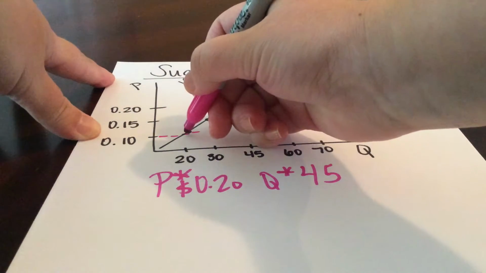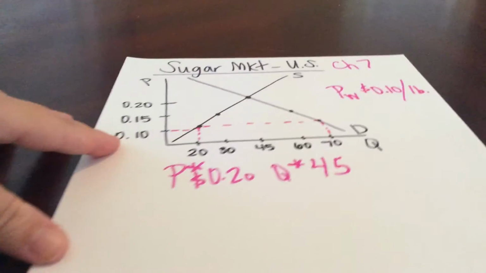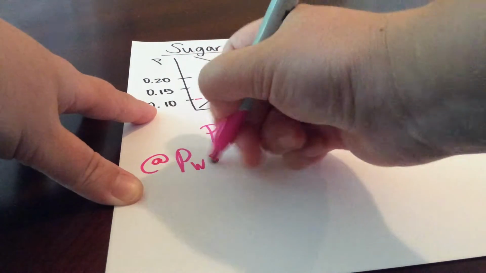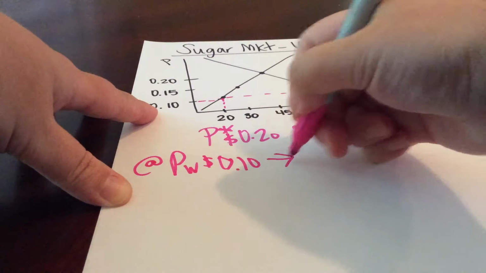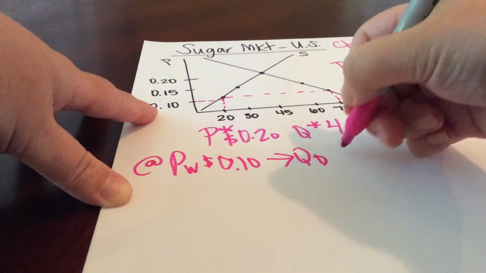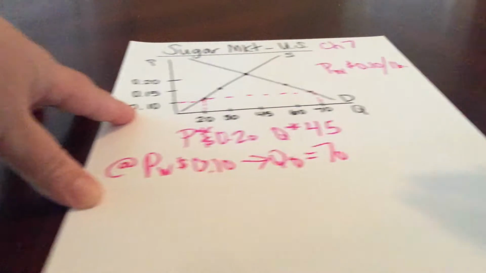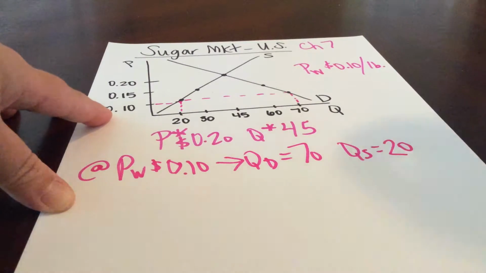So we'll come down here to this world price of 10 cents, and we would see that at the world price of 10 cents, the quantity demanded by our consumers, here's our demand curve, would be 70 million pounds, and the quantity supplied would be 20.